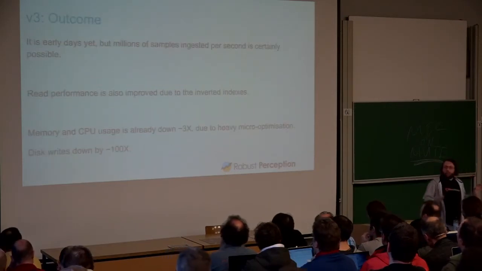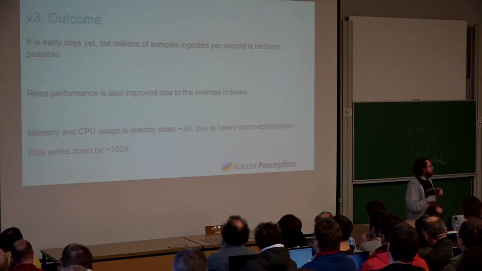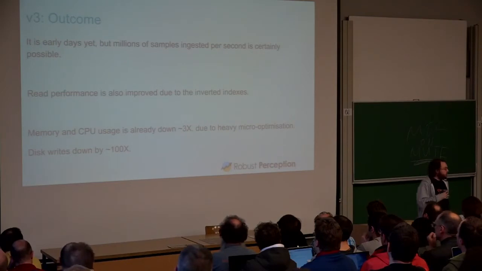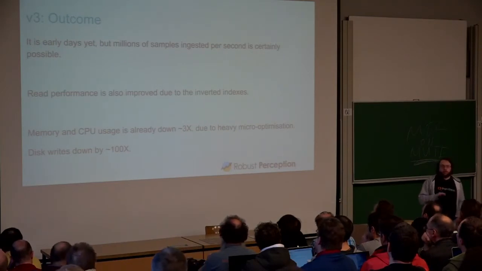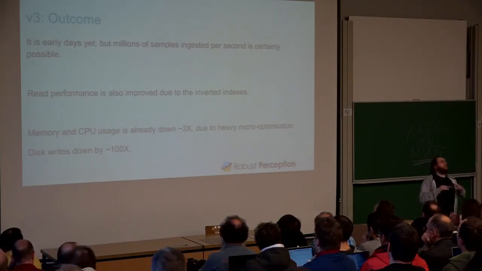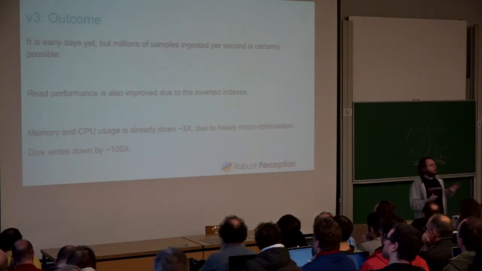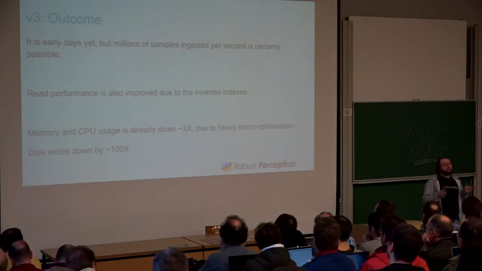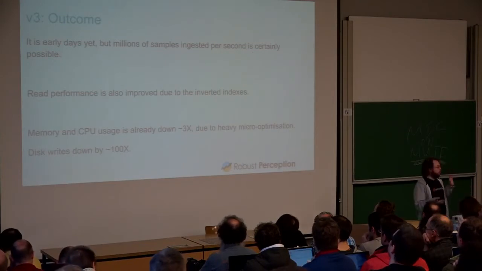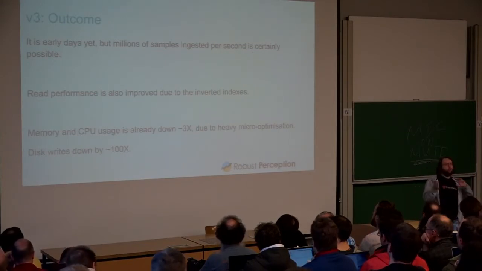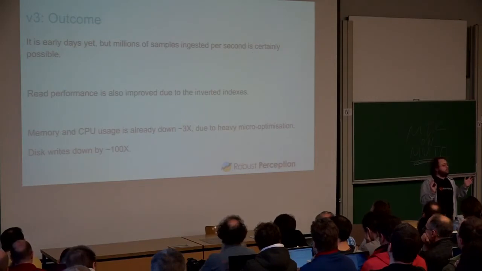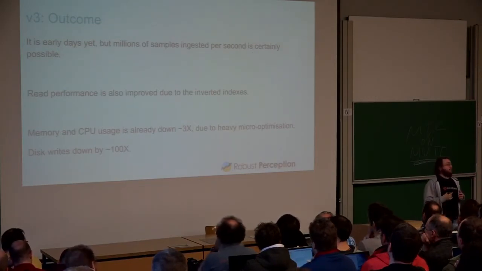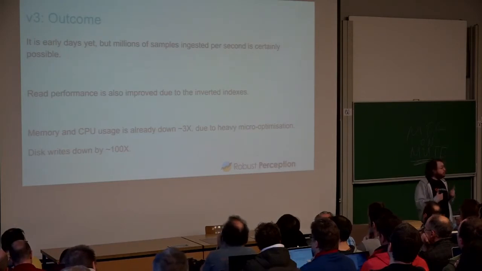So the outcome is, we're still in the early days yet, we're starting to get people onto it, but millions of samples ingested per second is certainly possible. And if you look at other similar systems, not just time series databases, but other databases, and see how much performance they can get from a single machine, the numbers top out somewhere around the 1 million to 4 million samples a second range. So it does seem that we're getting pretty close to the theoretical maximum of what you can actually get out of a single machine, which is nice to know.